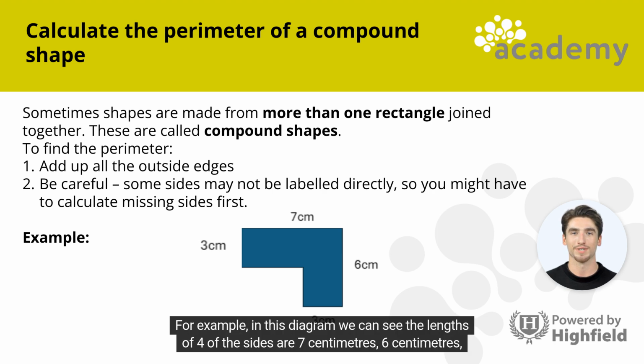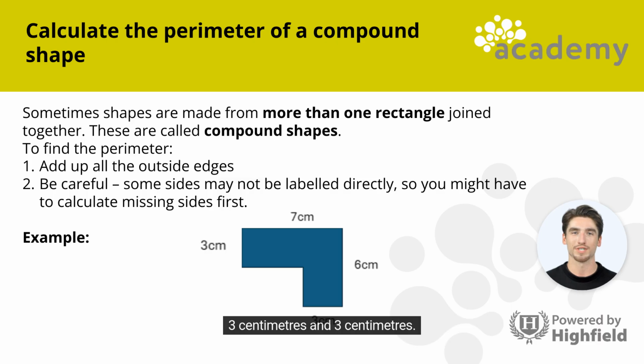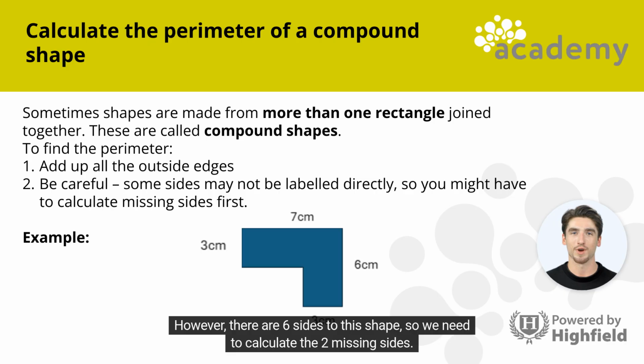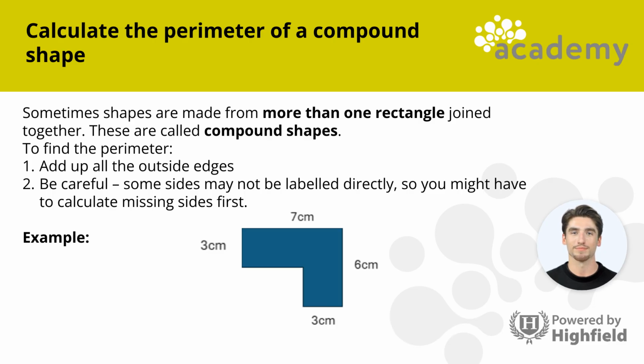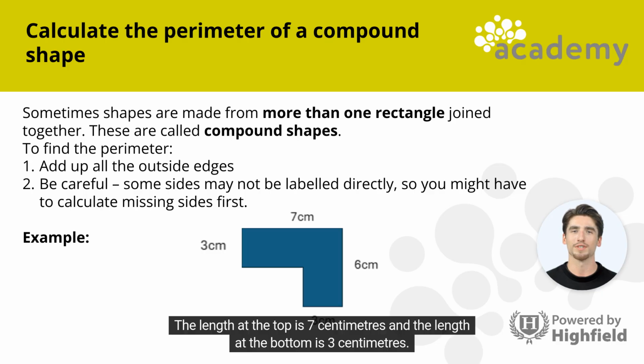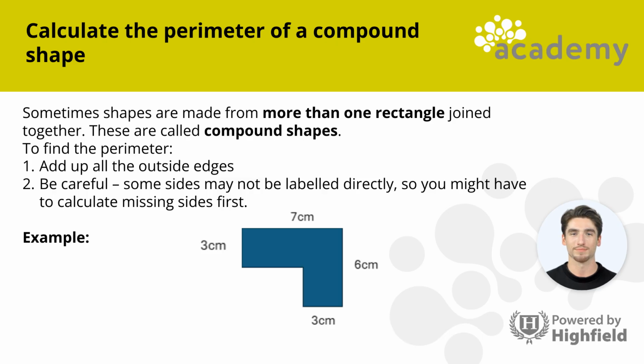For example, in this diagram we can see the lengths of 4 of the sides are 7 centimeters, 6 centimeters, 3 centimeters, and 3 centimeters. However, there are 6 sides to this shape, so we need to calculate the 2 missing sides. We can calculate these by looking at the lengths we do have. The length at the top is 7 centimeters and the length at the bottom is 3 centimeters.